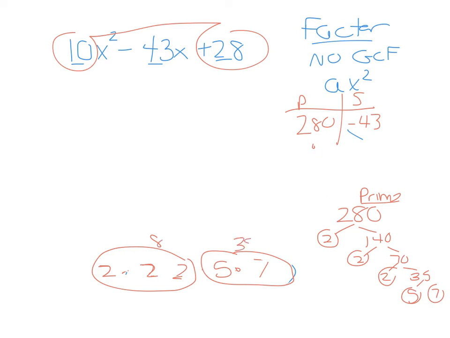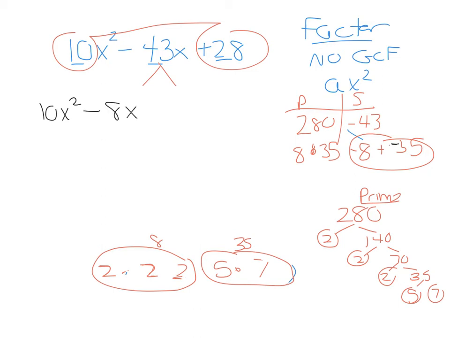8 times 35. Well, 8 plus 35 does equal 43. These are the two I need, 8 and 35. And so it's going to have to be a negative 8 plus a negative 35 to give me the negative 43. So these are my two numbers that I'm going to split this into. So that gives me 10x squared minus 8x minus 35x. You're always splitting these into two x terms, negative 8x, negative 35x, plus 28.